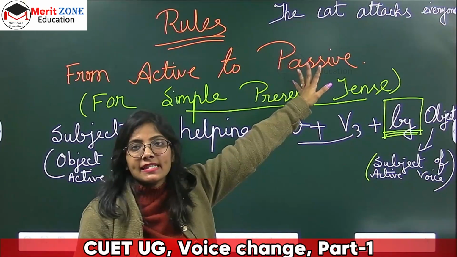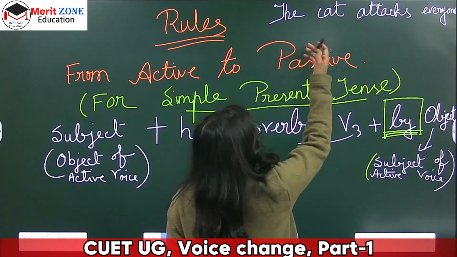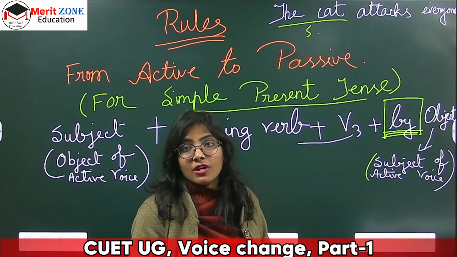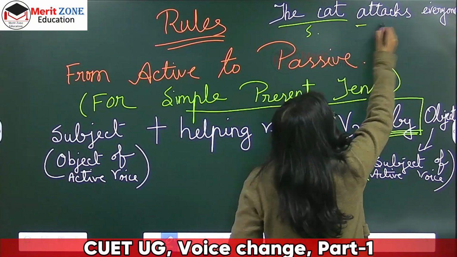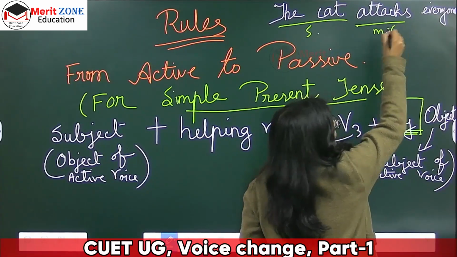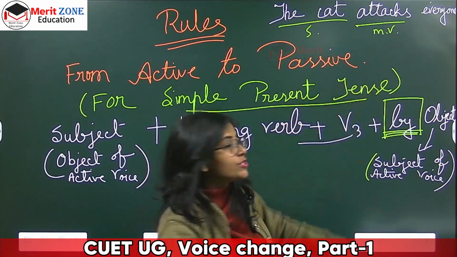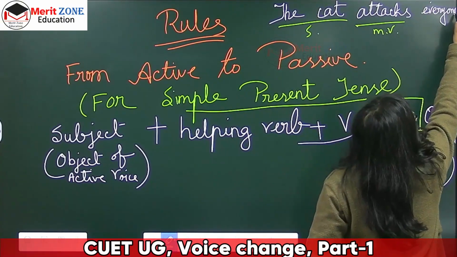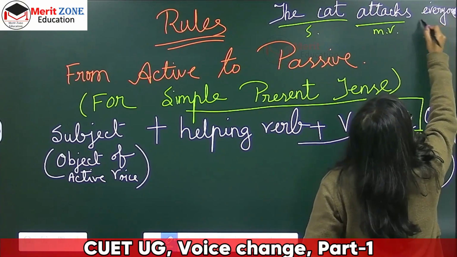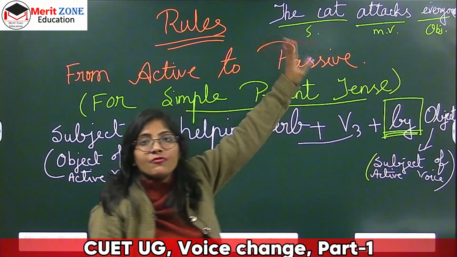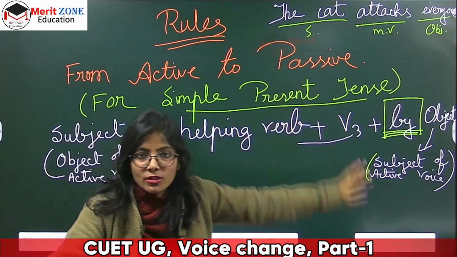A very simple sentence. Again, who is the subject? As we can see, subject is the cat. What is the main verb here? The main verb is attacks. So I'll just write it as MV because main verb. And who is the object here? Object is everyone. My E is not visible, so you just understand here is my E. Okay. Now, subject, verb, object. Very, very clearly I have got all the three parts.